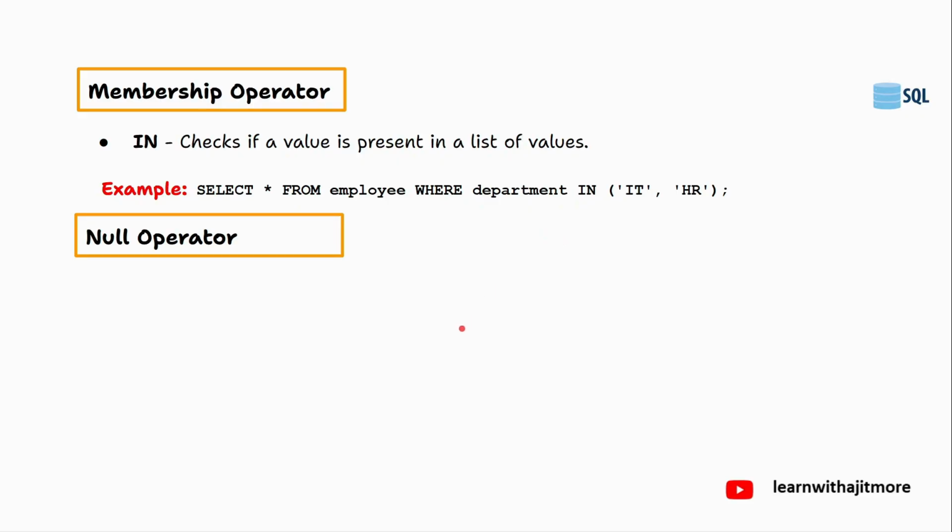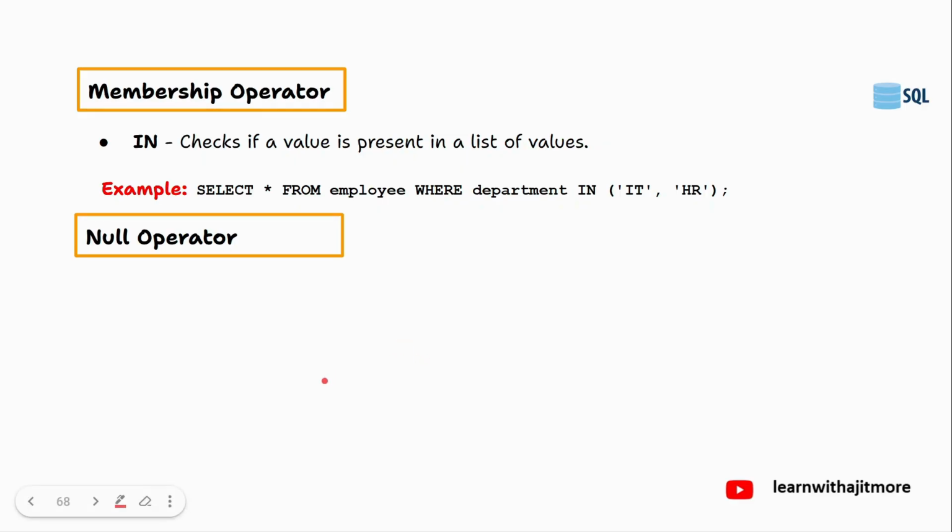Like in JavaScript, we say undefined, or in Python, we have None, or in Java, we have void. Somewhat similar. It represents nothing. So suppose in your table any column is having a null value, you want to check whether there is a null value or not, then you can check it, but you cannot check it by the equal to operator.